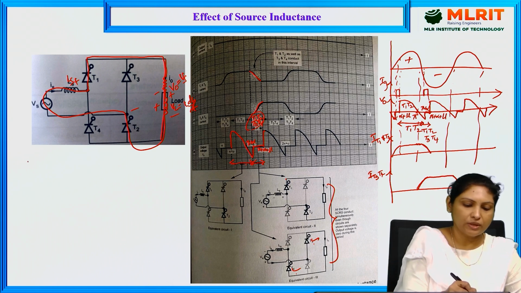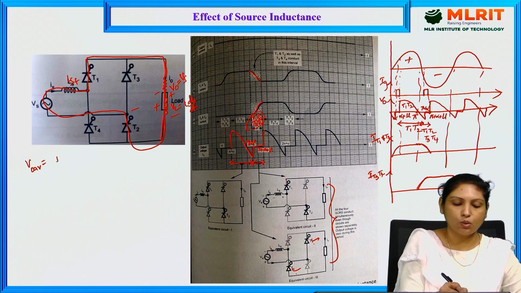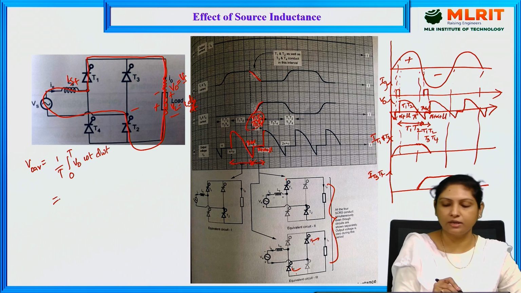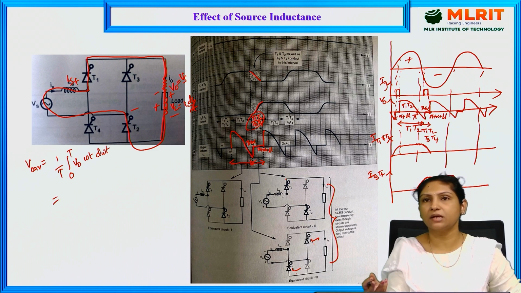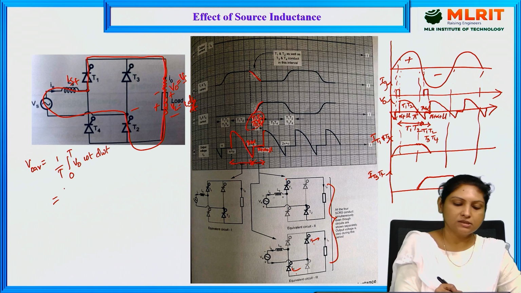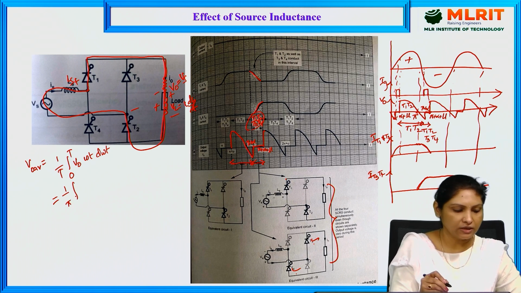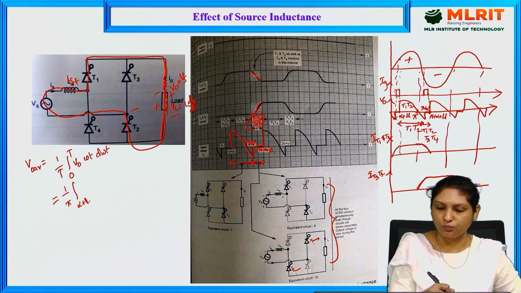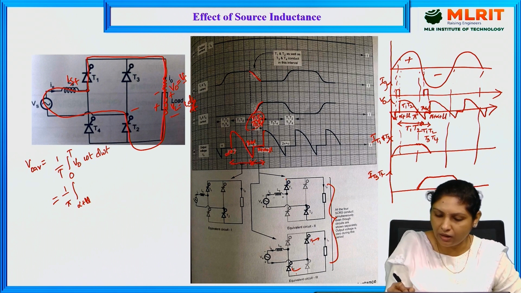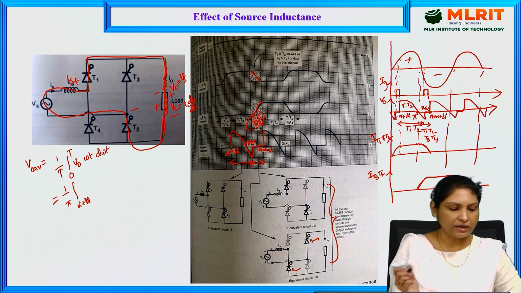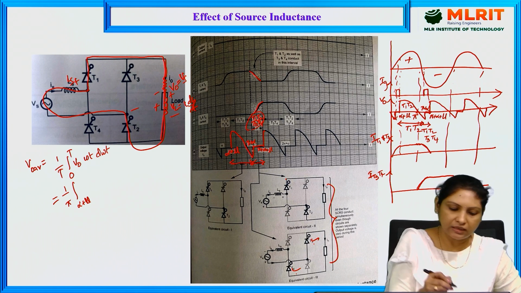In that case, we have V naught average equal to the general formula, 1 by T, integral 0 to T of V naught of omega t d omega t, where time period is every cycle, similar cycle is repeating for pi. So that is the reason here the time period will be taken as pi, and it is conducting from alpha plus mu, because it started conduction from alpha plus mu, and it is conducting till pi plus alpha.